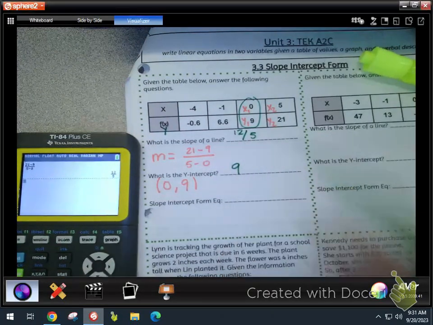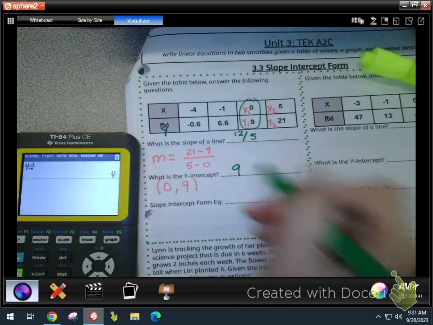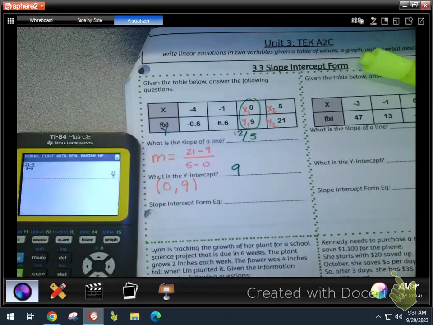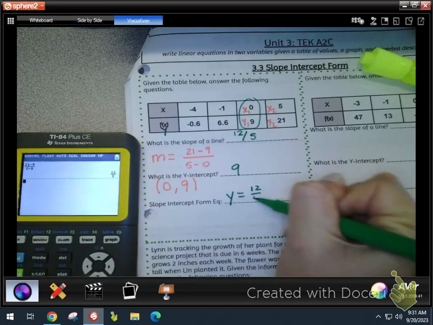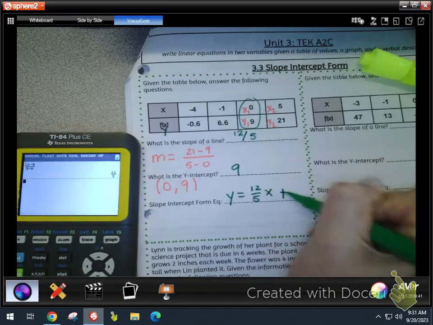12 over 5 is our slope. 9 is our y-intercept. So slope-intercept form, put it together. Y equals 12 over 5x plus 9. Very good.